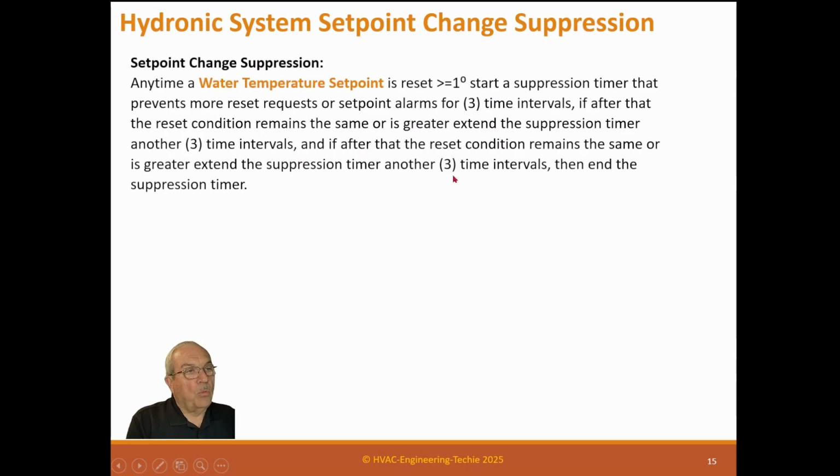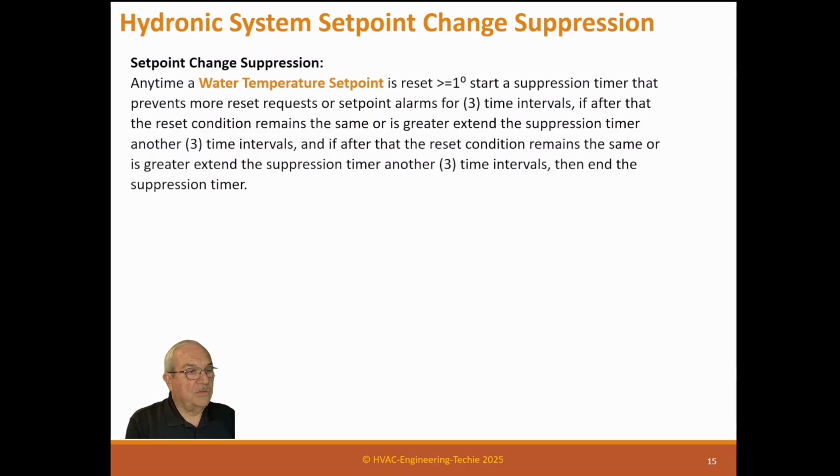So anytime a water temperature set point is reset greater or equal to 1 degree, start a suppression timer that prevents more reset requests or set point alarms for 3 time intervals. If after that the reset condition remains the same or is greater, extend the suppression timer another 3 time intervals. And if after that the reset condition remains the same or is greater, extend the suppression timer another 3 time intervals. Then end the suppression timer.